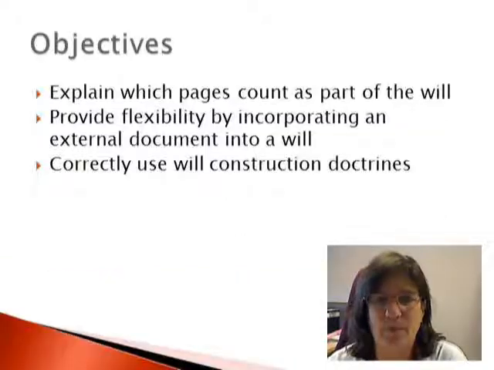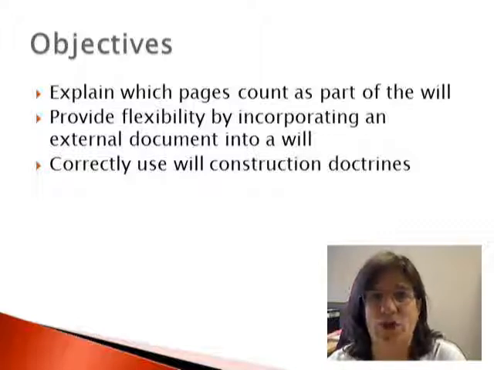So in this module, we'll talk a little bit about which pages count, and then we'll talk about how to provide some flexibility by incorporating an external document, and we'll correctly use some of the construction doctrines. There are actually three, I think, that we'll be talking about. Besides integration, we'll talk about incorporation by reference, republication by codicil, and the doctrine of independent significance.